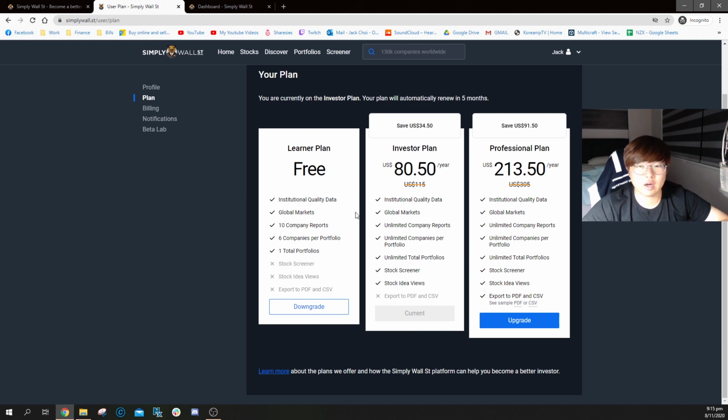So earlier this year I bought the investor plan. I bought it for, I think, $80.50, and that's USD. If you're in New Zealand, as most of my viewers are, you'd be paying the New Zealand dollar equivalent, which is, I don't know, maybe around 120 bucks or so. So just keep that in mind. It is a bit expensive.